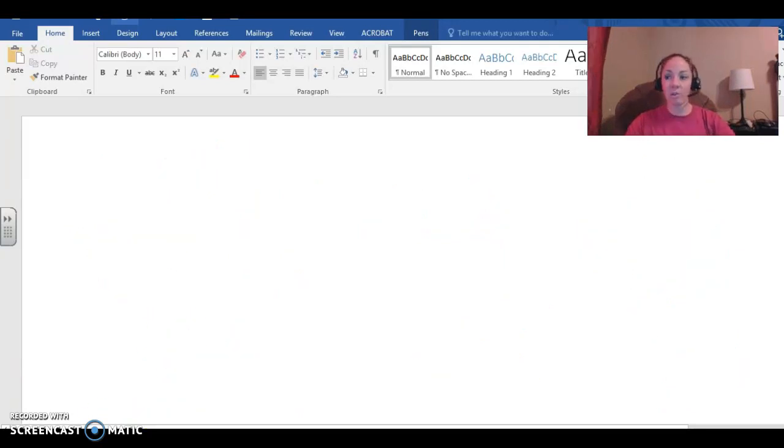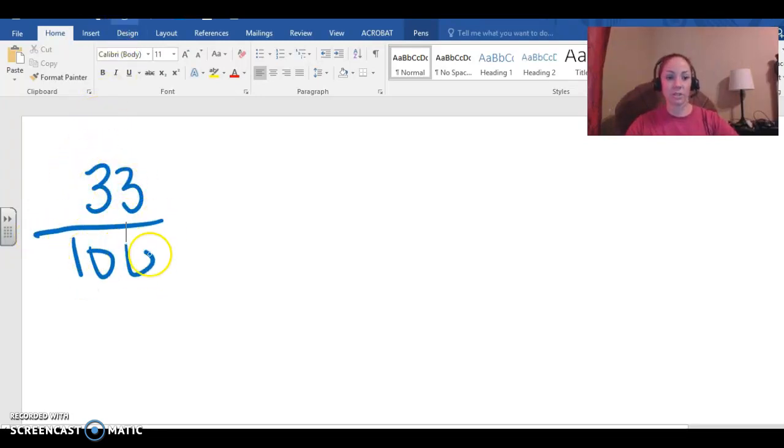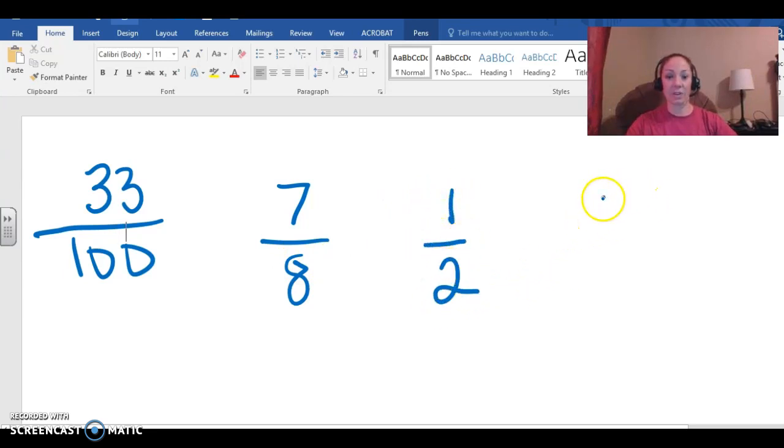Okay, here are a few problems for you guys to do in your notes, and after you get these done in your notes, then you're finished. So let's convert 33/100ths to a decimal and a percent. 7/8 needs to be converted to a decimal and a percent. You do the same thing with 1/2 and with 3/5. So make sure you get all of that in your notes, and I'll see you guys soon.